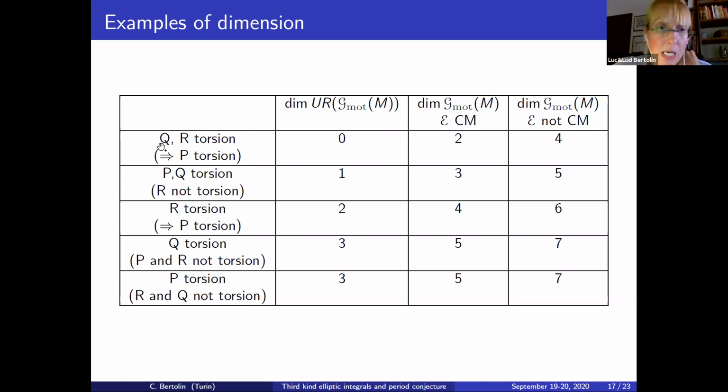So you see, if P, Q, R are torsion, the unipotent radical has dimension 0, and the motivic Galois group has dimension 2 or 3. Here I just summarize the easiest and most interesting cases geometrically. Then I want to show you how the conjecture reduces in some of these cases. I don't know how much time I have yet, perhaps 5 minutes.